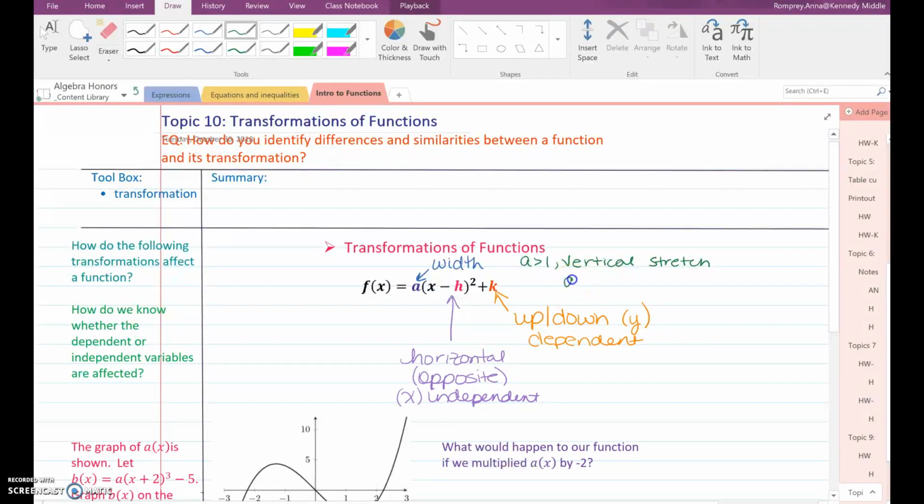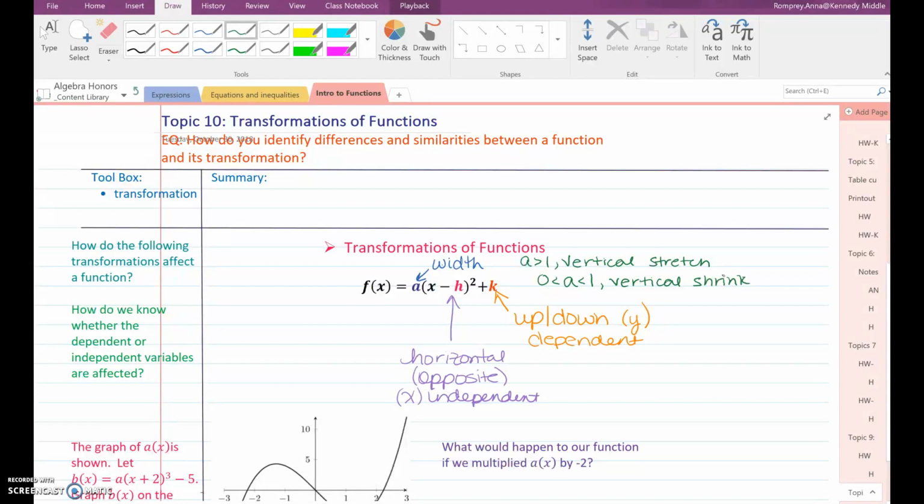Whereas if we have an a that's between 0 and 1, so a fraction, like say 1/2, 1/3, 1/4, well, it tells us that it's growing half as fast or a third as fast. So that graph is going to be a little bit wider because it's not growing as fast. That's called a vertical shrink. So a vertical stretch makes it a more narrow graph because it's growing super fast. Whereas if it's between 0 and 1, so a fraction, it's a vertical shrink.